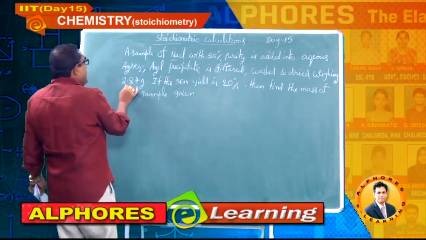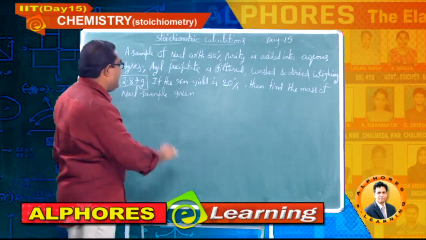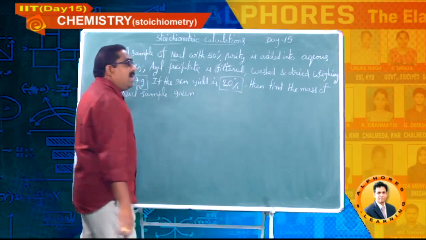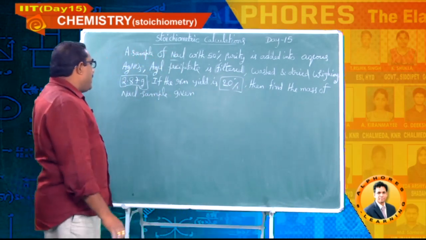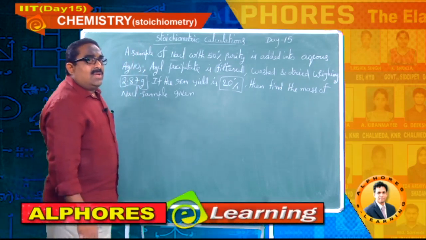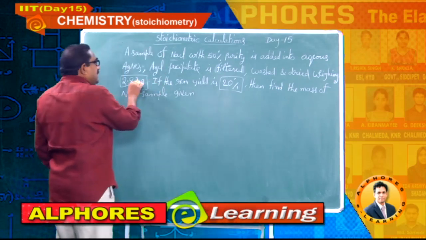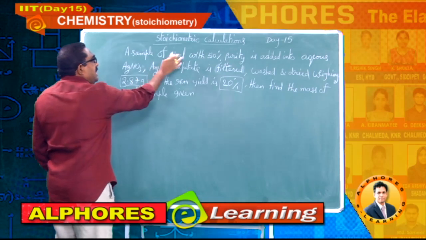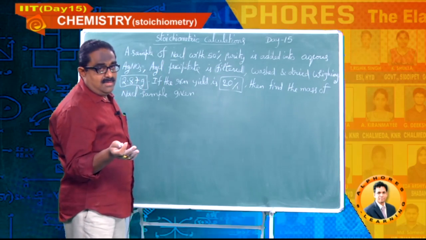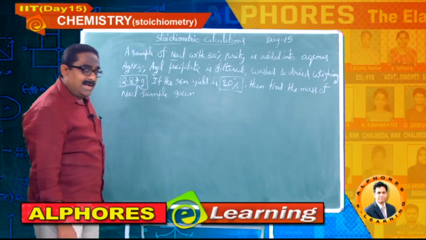So you will be left with pure silver chloride. That mass he has given as 2.87 grams. And he has given the percentage yield of the reaction also as 20%. Then find the mass of sodium chloride sample given. So I have to start with this data, because no data is given for sodium chloride and only he is saying 50% pure. Now we have to start with this data, 2.87 grams.